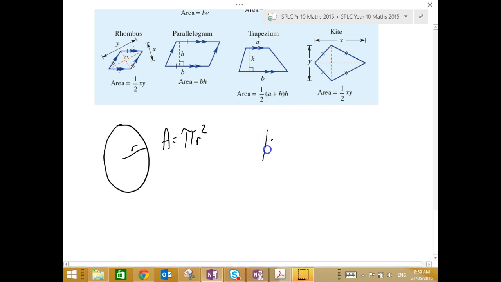And what else we got? We've got a sector. What do you reckon the area of a sector is going to be? It's what fraction of a circle have I got? So angle over 360, theta over 360, multiplied by pi r squared. It's that fraction of the circle.